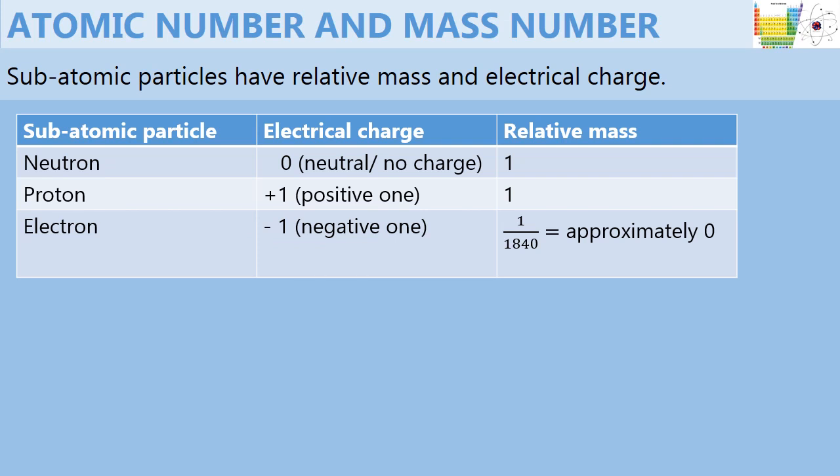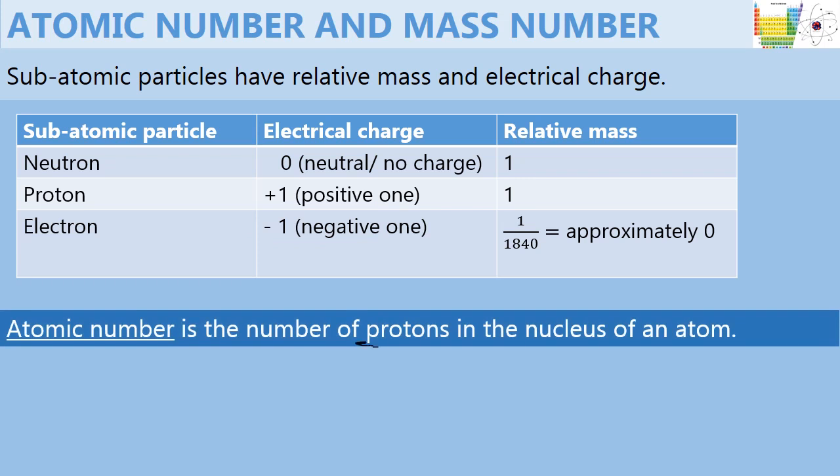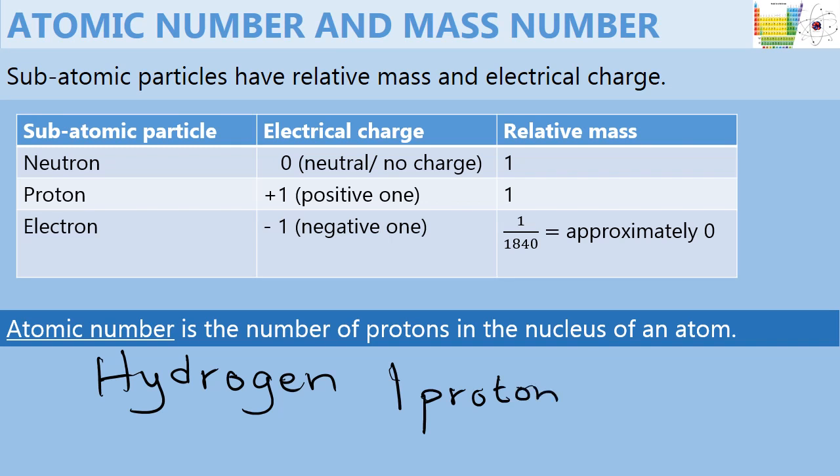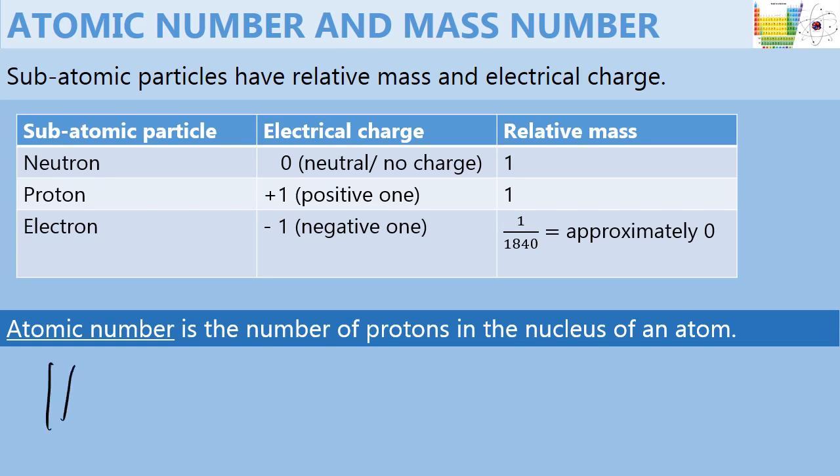So, what is atomic number and mass number? Well, atomic number is the number of protons in the nucleus of an atom. That means, for example, hydrogen has 1 proton. Therefore, it has an atomic number of 1. Helium has 2 protons. That means it has an atomic number of 2. Sodium has 11 protons. Meaning, it has atomic number of 11.